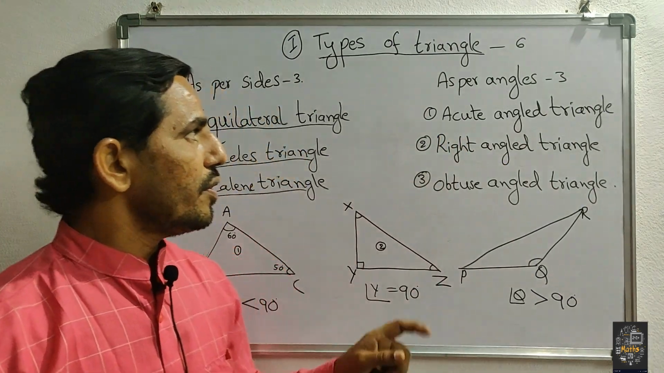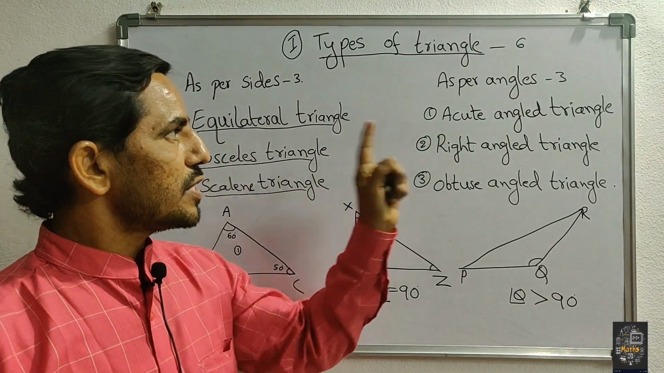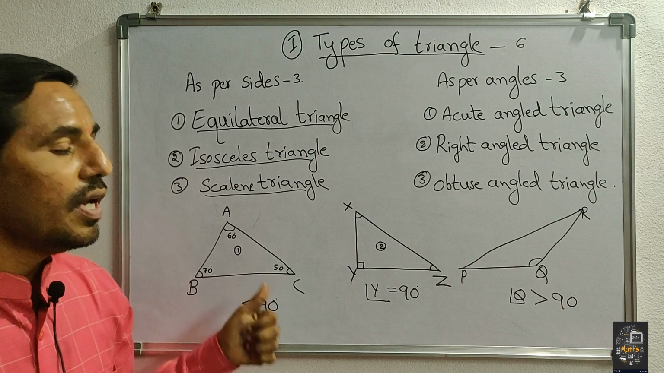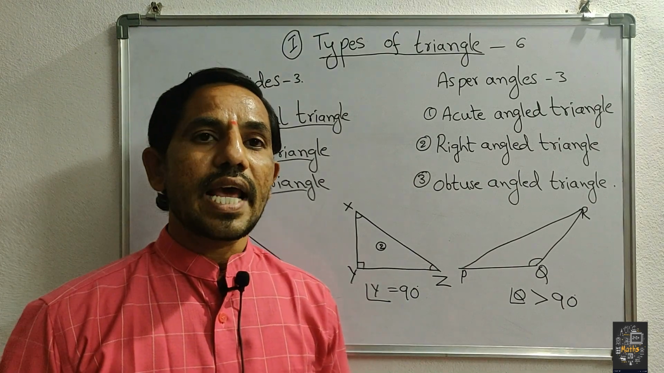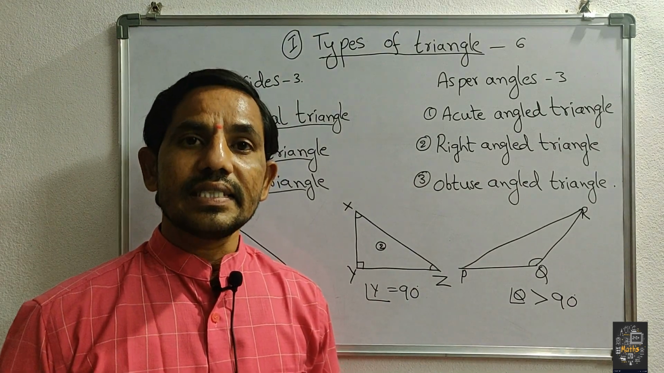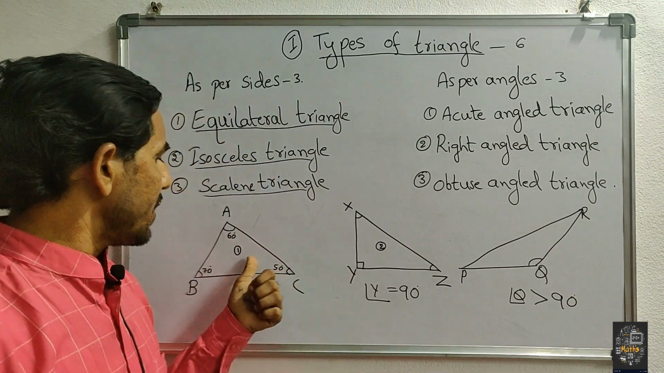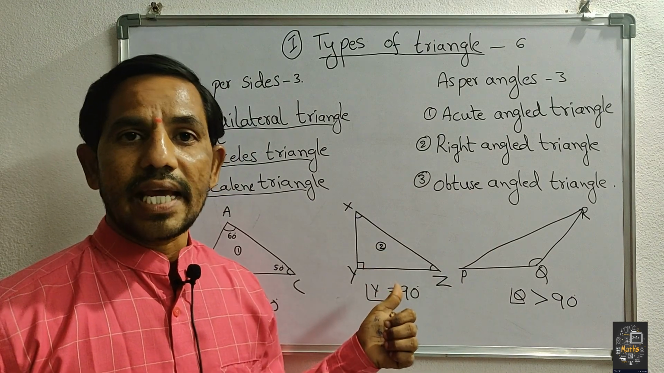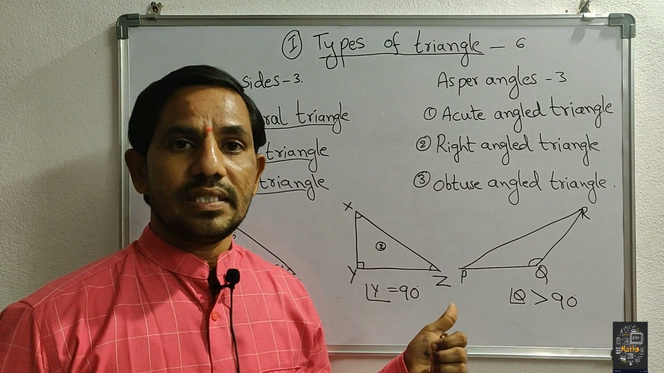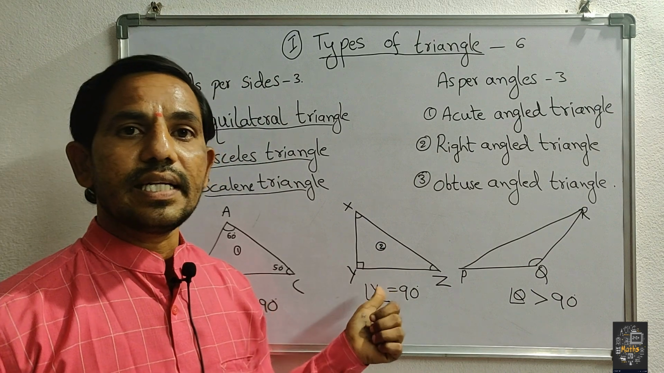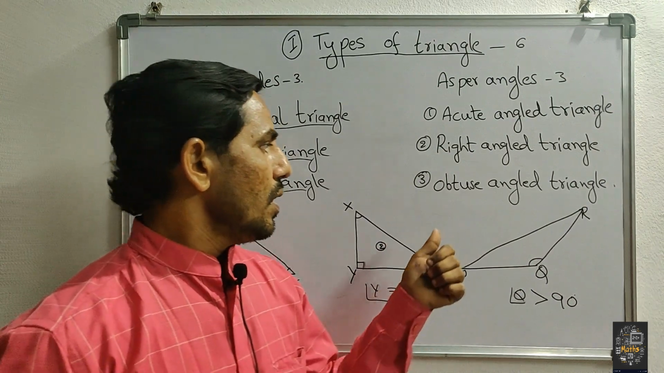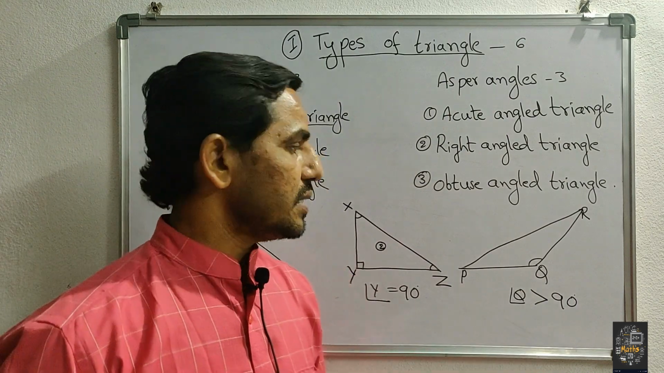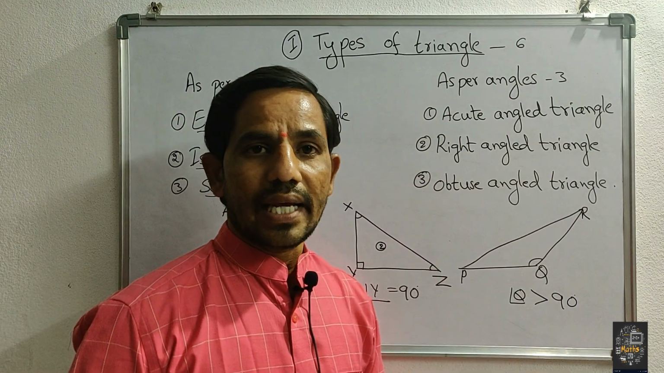Once again I will repeat. As per angles, there are 3 types. First one, acute angled triangle. An acute angled triangle means a triangle in which all angles are less than 90 degrees. A right angled triangle means a triangle in which any one angle is exactly 90 degrees. In an obtuse angled triangle, any one angle is more than 90 degrees.